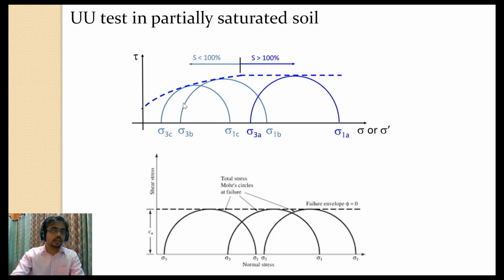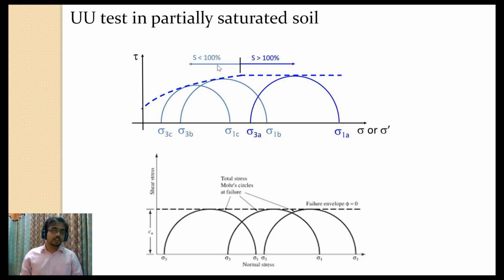This figure will be the test result for the UU test in the partially saturated soil. So here we can easily say that if S is less than 100%, that means if the saturation is less than 100%, it is not going to provide you the value of phi equals 0. For the UU test in fully saturated soil, we have told you that phi should be equal to 0. We are going to have some c value. But if the saturation level is less than 100%, then phi should not be equal to 0. The phi will not be 0 according to the Mohr circles diagram.